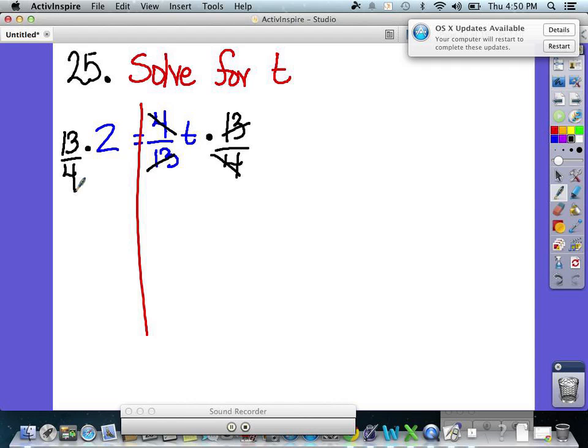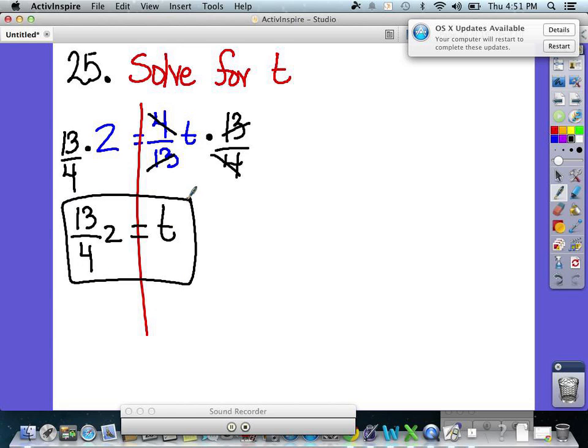Now, 13 over 4 times Z would simply be 13 over 4Z equals, only thing we have left here is T. This is your answer. This is it. Just pretty much a one-step process.